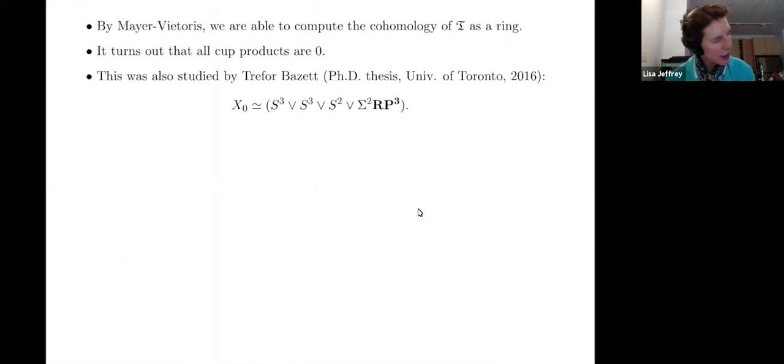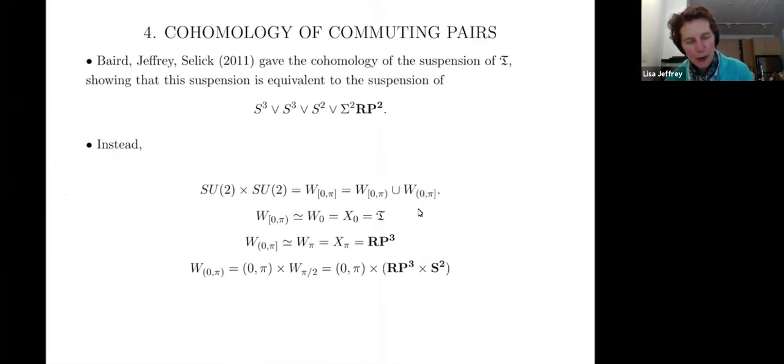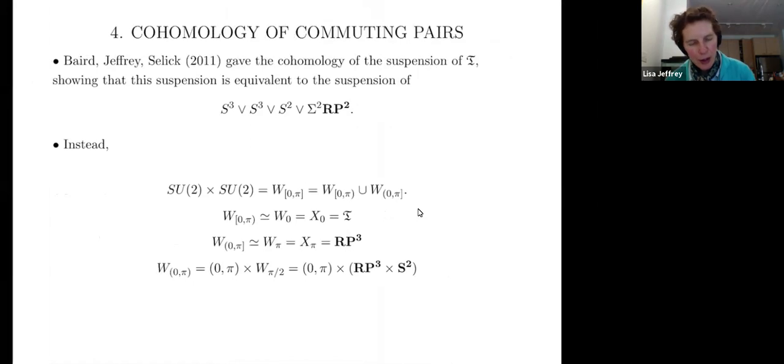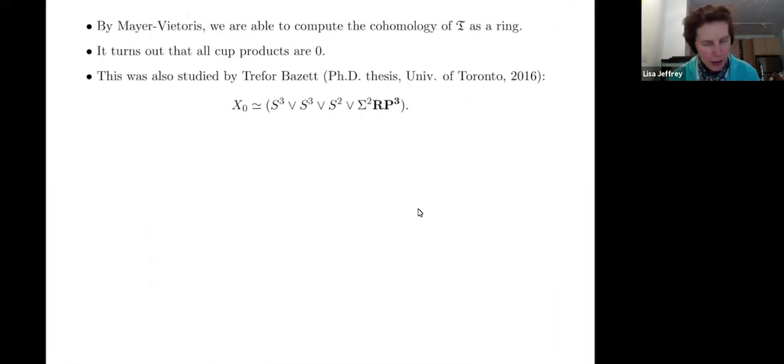This space was studied by Trevor Bazett in his 2016 PhD thesis at U of T. So our result eventually is that this space is in fact homotopy equivalent to this wedge product. Previously, we had only established that the suspensions of the two spaces were equivalent. I'll say something about the cohomology groups. The cohomology groups were identified by Trevor Bazett.